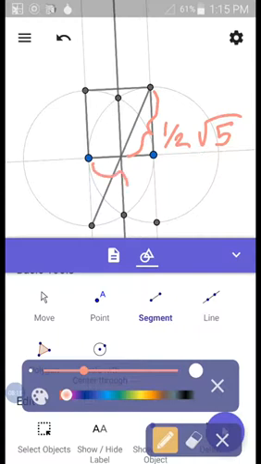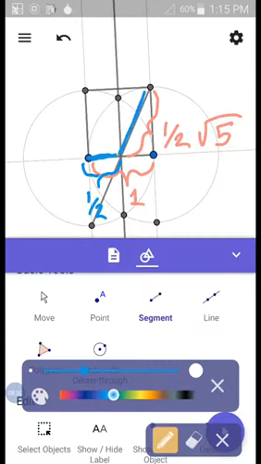And if this is 1, then that makes this 1/2. So if we put this length together with this length, then what we've got is 1 plus the square root of 5 over 2. 1 plus root 5 over 2. So half of 1 plus half of root 5. Same difference. Okay?